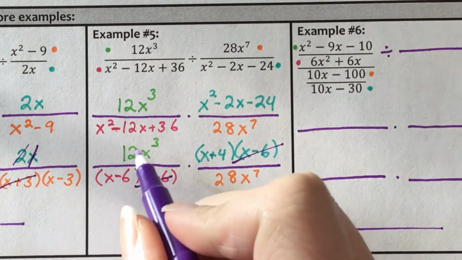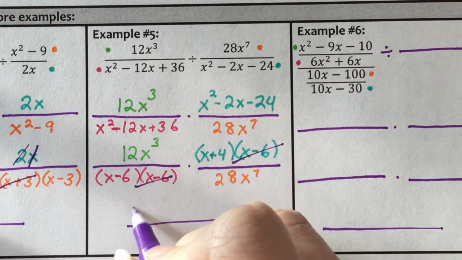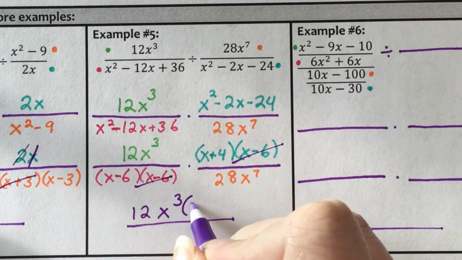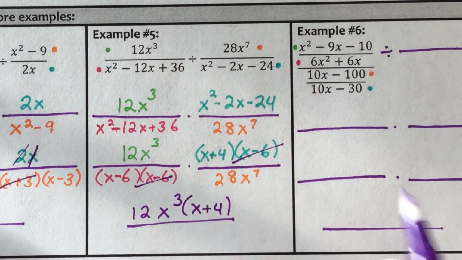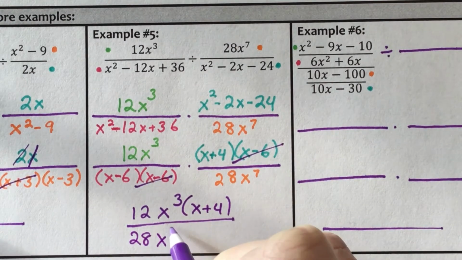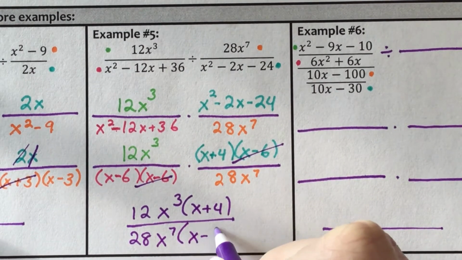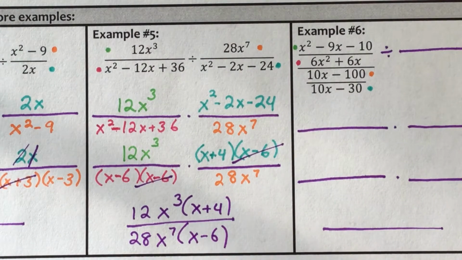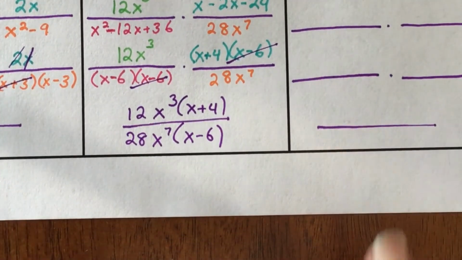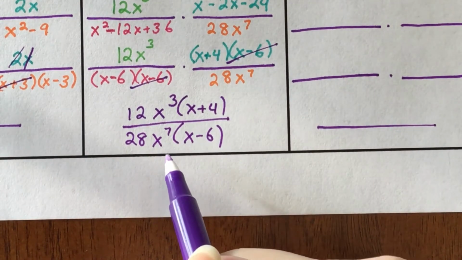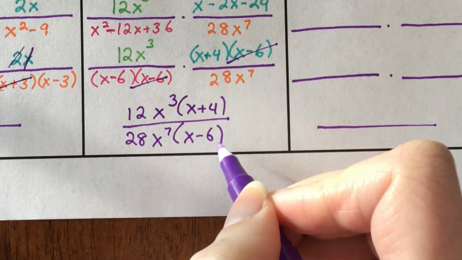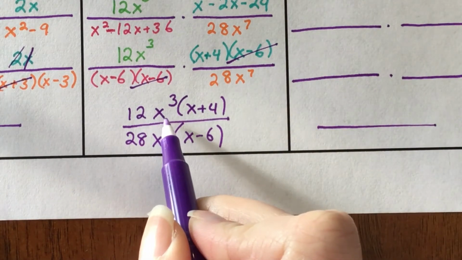So on top we have 12x cubed times x plus 4 over, let's put this single term in the front, 28x to the 7th times x minus 6. We can do a little bit more simplifying other than what we've already done by doing what we did on the first video from 11.2. So we'll ignore what's in the parentheses, just focus on those outside numbers like your GCFs.